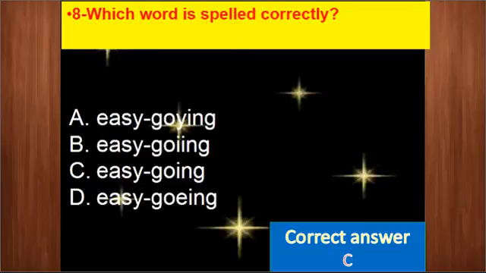Here the question asked us which word is spelled correctly. As you can see, we have two combined words. The second one has a spelling mistake. One of these four choices is spelled correctly, which is letter C, easy going. The suffix that is added here, ing, without changing anything in the root word, go. So the correct answer is easy going.